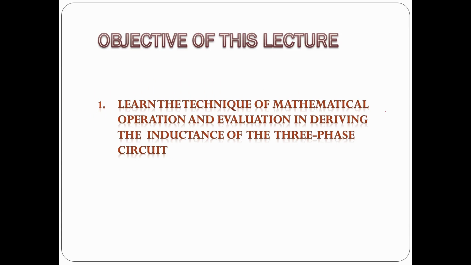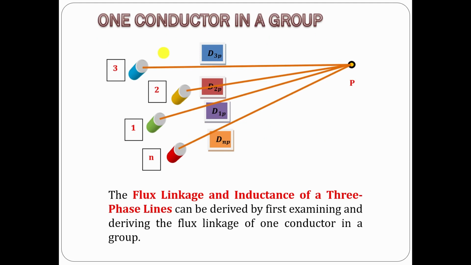the three-phase circuit. To start with our derivation, let us assume that we have a group of conductors at a certain distance to point P. We will assume also that a current is flowing in each conductor and it will produce a magnetic flux, and this flux is linking with point P. In preparation to derive the inductance of three conductors in a three-phase line, we will first derive the flux linkage and inductance of one conductor in a group, which is the flux linkage between conductor number 1 and point P.